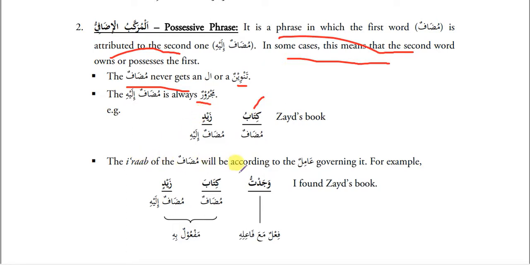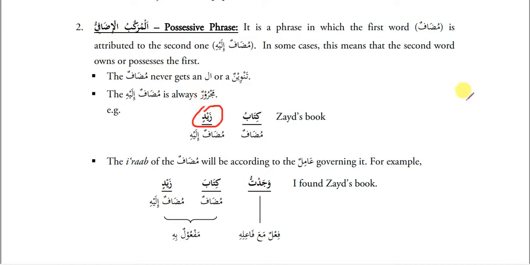Okay, the i'rab of muzaf will be according to the amil governing it. You already know what is amil. Amil is a word which is responsible for changing an i'rab. So if someone asks you why the i'rab of zaid is changed, because we know that the default i'rab is zaid with pesh, so rather than pesh, zaidin has zair on it. So who is responsible for changing the i'rab of zaid? Kitabu, being muzaf, is responsible for making the change in the i'rab of zaid, muzaf ilayh. So this means kitab, the muzaf, is the amil here.